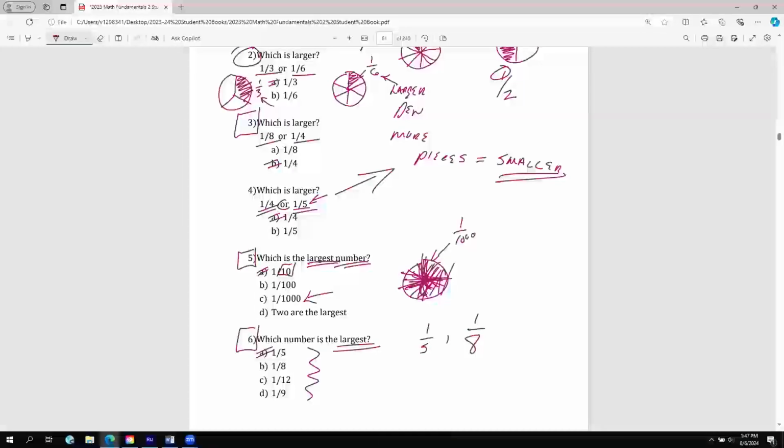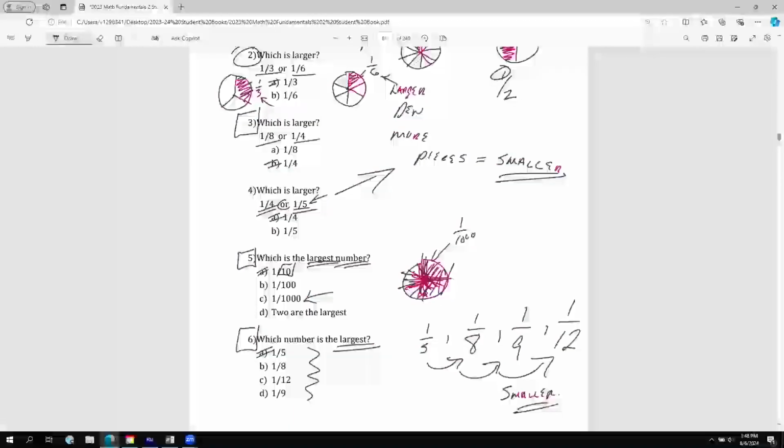What would be after 1 of 8? Next smallest. Did you say 1 of 9? That would be the next smallest. And which one is the smallest fraction up there? Did you say 1 of 12? Exactly. Notice that the denominator is getting larger. But again, remember, it doesn't mean that you're getting bigger. It means that you're creating more pieces. And the more pieces you create, the smaller each individual piece gets. Continue to practice.